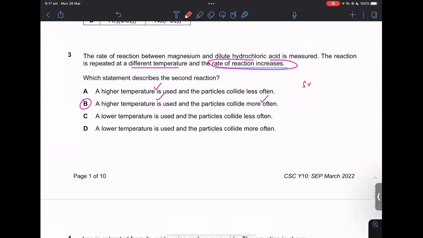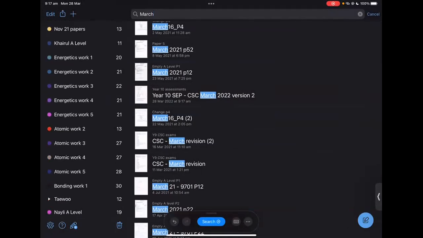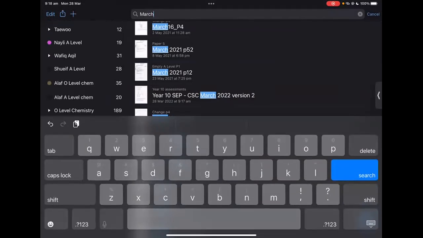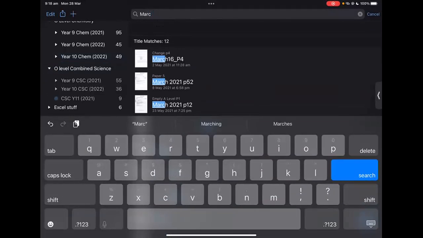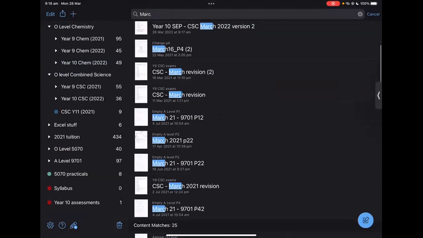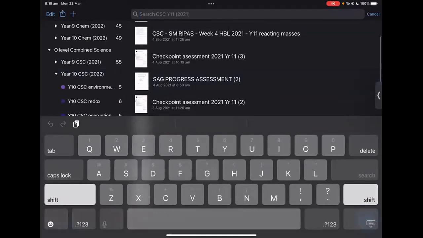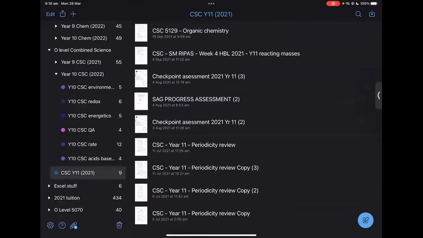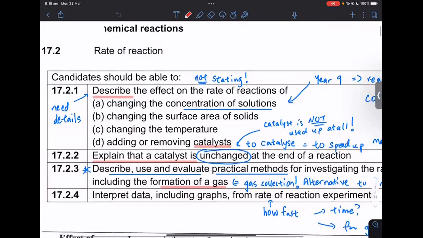If you look in your syllabus, I keep on mentioning this syllabus. In case you don't know what is happening, I'm just going to show you. Under your combined science curriculum, in the notes, the rate of reaction topic, right? You will see that at the beginning of the topic, you would have the learning objective, sort of like this. So candidates should be able to, these are straight from the Cambridge syllabus.